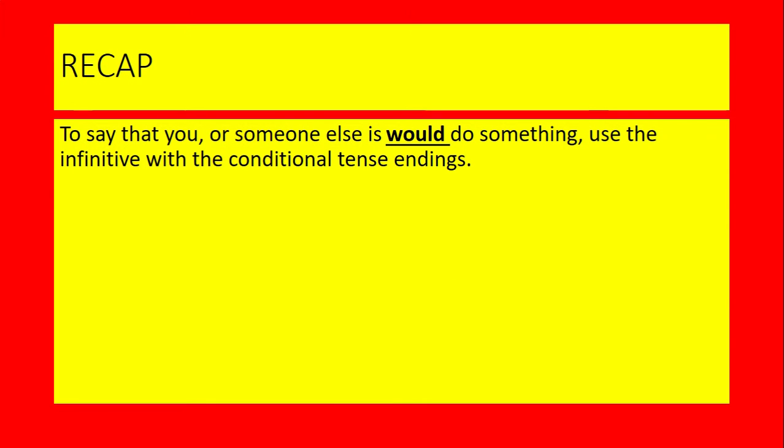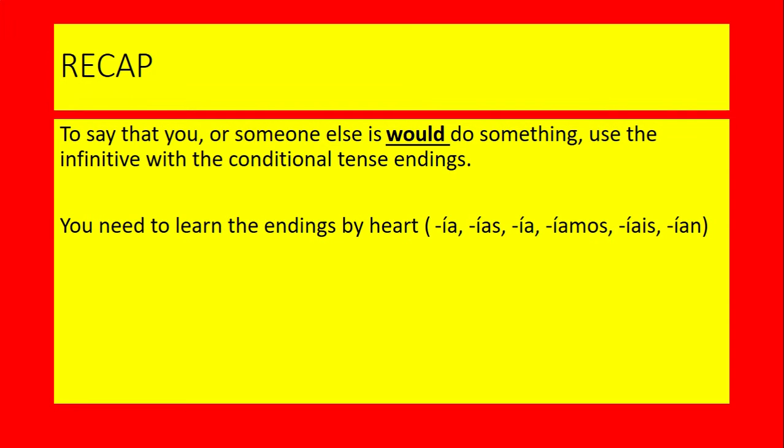So quick recap. To say that you or someone else would do something, use the infinitive with the conditional tense endings. You need to learn them off by heart. Notice they've all got that accent on the í. That's how you can easily recognise it, although be careful you're not confusing it with an imperfect tense. Ía, ías, ía, íamos, íais, ían. And don't forget the changes to those irregular verbs. For those irregular verbs, you don't use the infinitive, you use this irregular conditional stem or irregular future stem. It's the same stem for the future tense and the conditional tense.